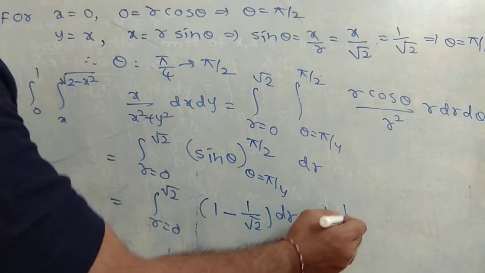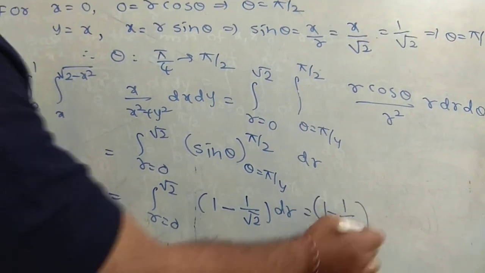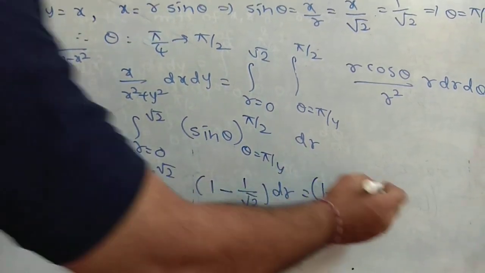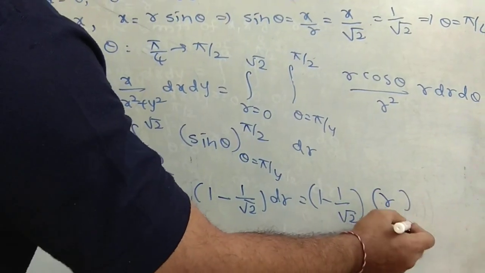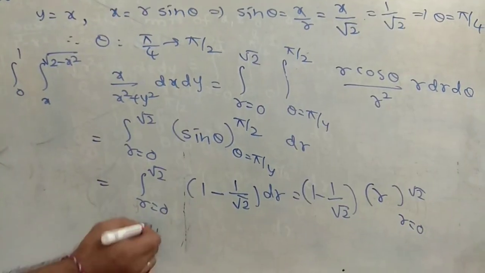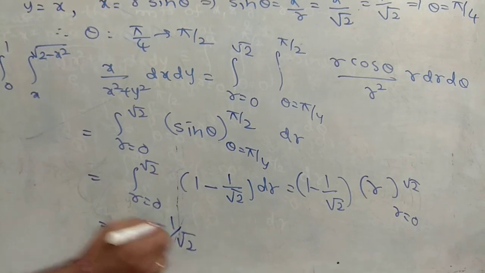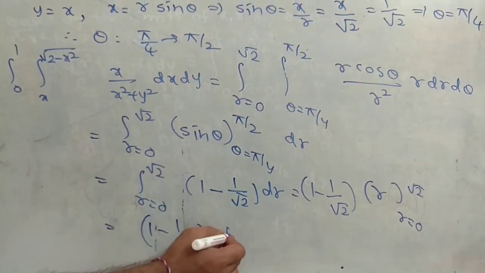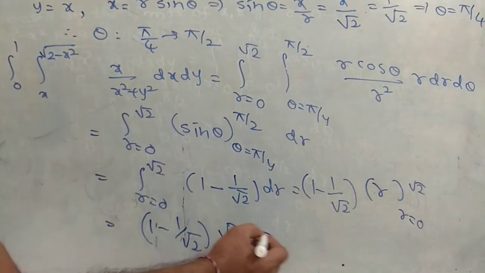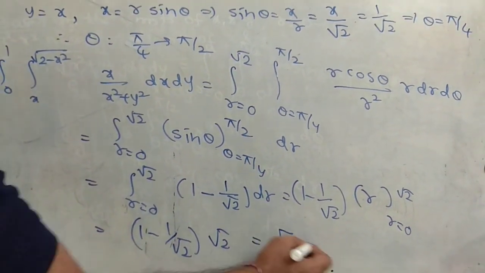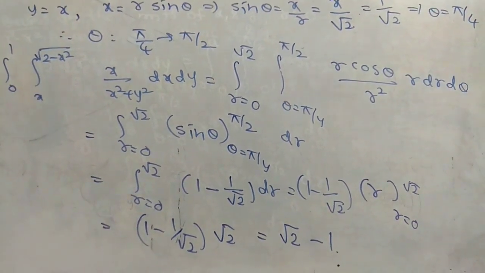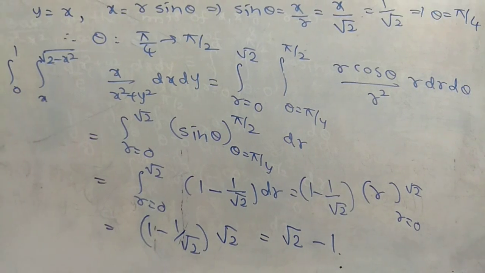So that 1 minus 1 by root 2 is a constant term, and the integral of nothing there means 1. Integral of 1 is nothing but r. The r limits here are 0 to root 2. So finally you are getting the answer 1 minus 1 by root 2. Substitute your upper limit root 2 and the lower limit 0. That is your final answer. On making the simplification, it becomes root 2 minus 1. That is the integration of your given double integral by changing into polar coordinates.